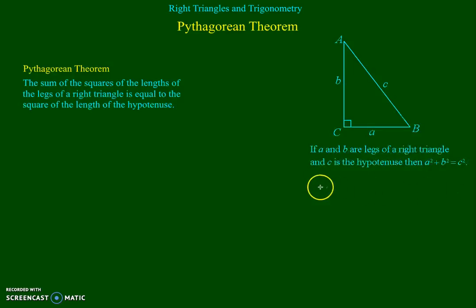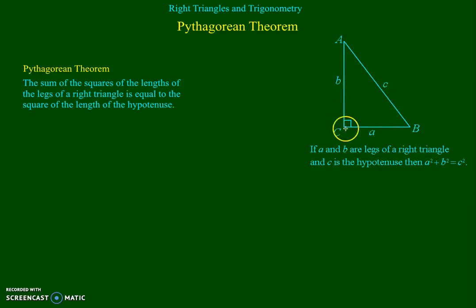The Pythagorean theorem is one of the primary theorems that allows us to establish a relationship between the sides of a right triangle, knowing that in a right triangle, the sides that are adjacent to the right angle are called legs. The side that's opposite the right angle is called the hypotenuse. And there is a relationship between the legs and the hypotenuse.